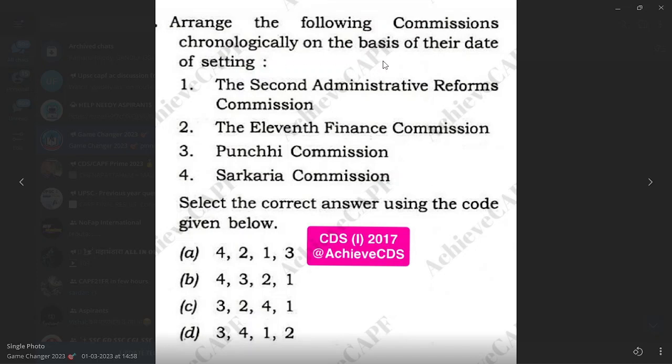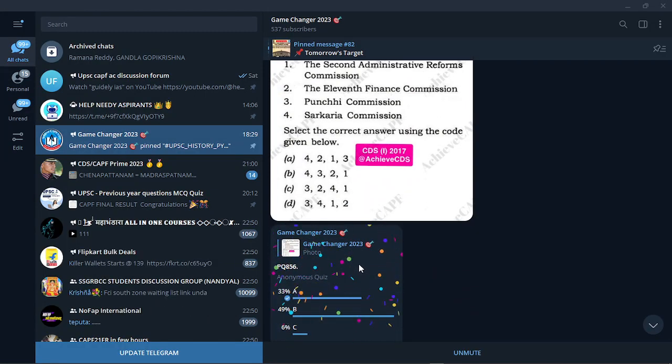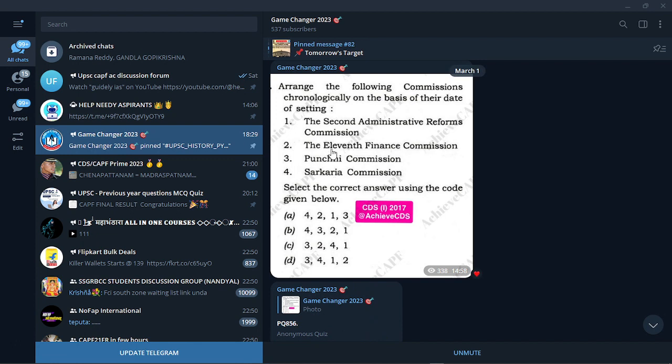Arrange the following commissions chronologically on the basis of their date of setting up: the Second Administrative Reforms Commission, the 11th Finance Commission, Punchhi Commission, Sarkaria Commission. First Sarkaria, then the Punchhi Commission sometime, put it last. Second, the 11th Finance Commission. Okay? I'll put A: first Sarkaria, next 11th Finance Commission, next Second ARC, Punchhi last.